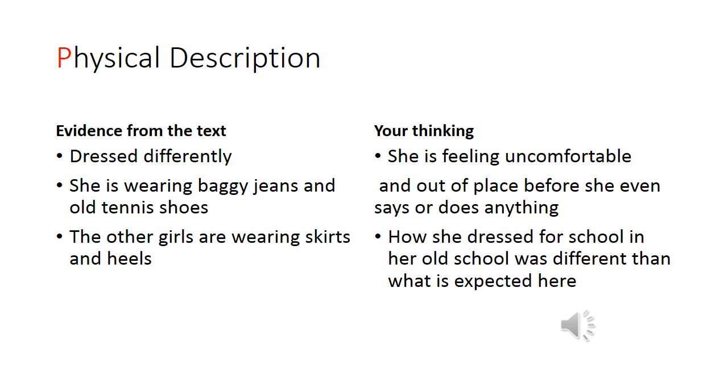When thinking about the physical description of Anne, evidence from the text tells me that she does dress differently. She is wearing baggy jeans and old tennis shoes, while the other girls are wearing skirts and heels. I think she is uncomfortable and starting to feel out of place before she even said or did anything on that first day of school. And I also think she recognizes that the expectations are different here for what is okay to wear to school.